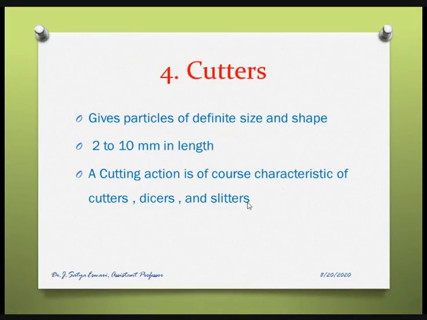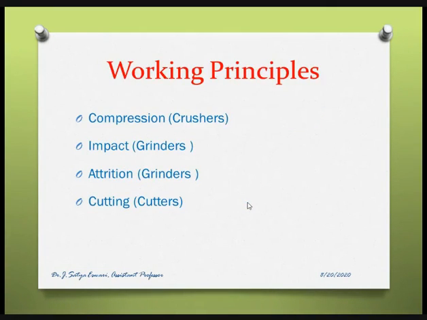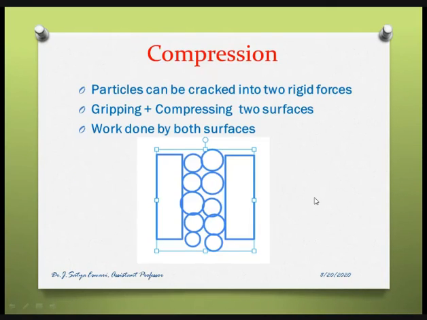Next, the fourth one is cutters. They give particles of definite size and shape, because whatever desired shape we want can be cut. That is with cutters, 2 to 10 length. And cutting action is of course characteristic of cutters, dicers and slitters. Size is very important. Particles can be cracked by two rigid forces.